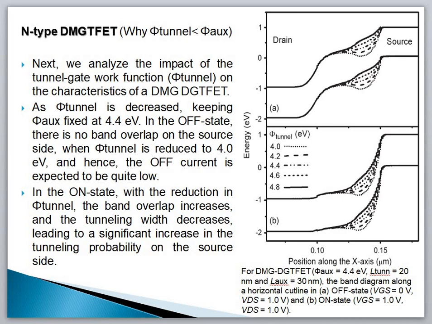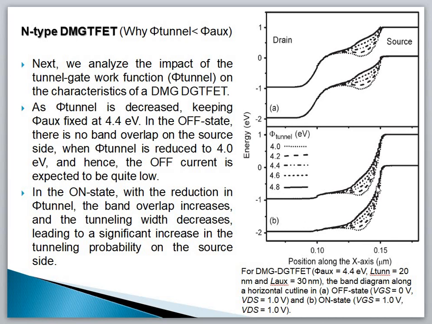Simply, if you take the value of the tunneling gate work function more than the auxiliary gate work function, this will deteriorate the drain characteristics in the off state. It will increase the off current value. Next, we are talking about when the device is in on state. With the reduction in the tunnel gate work function from 4.8 to 4.0 electron volt, the band overlap increases and the tunneling width decreases, leading to a significant increase in the tunneling probability on the source side.